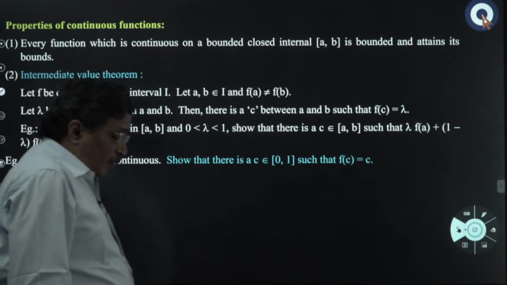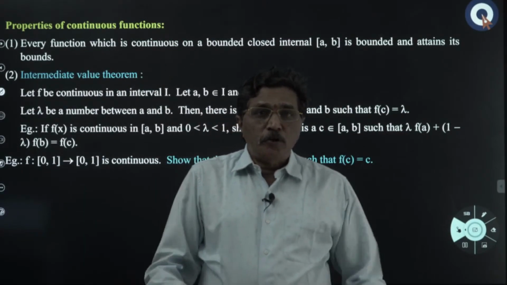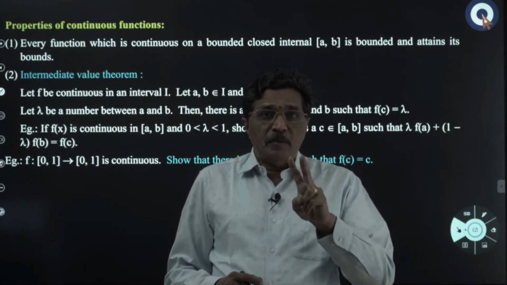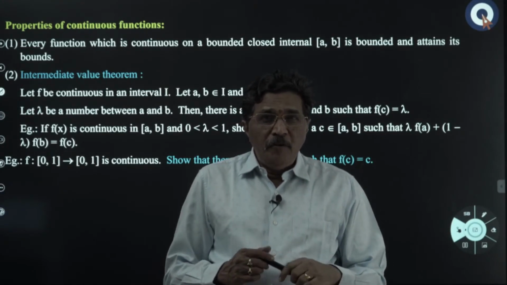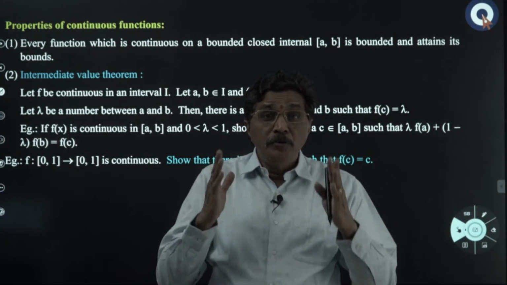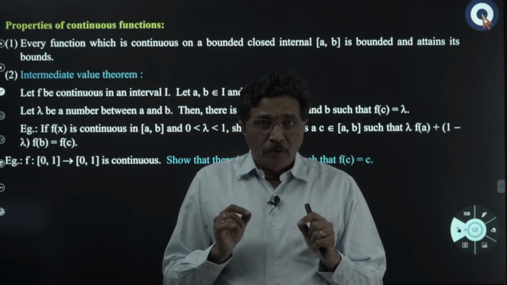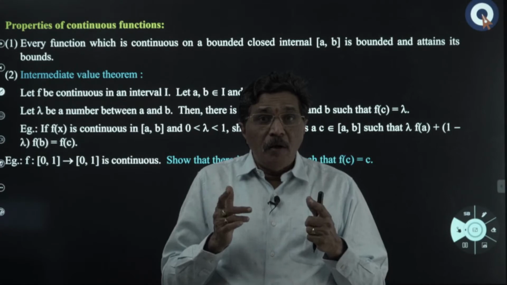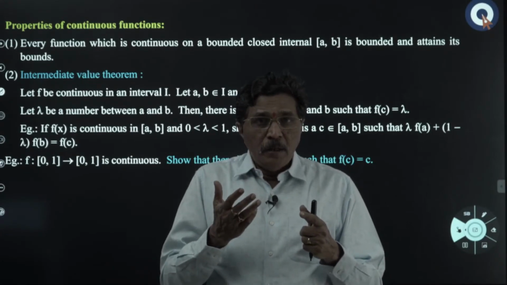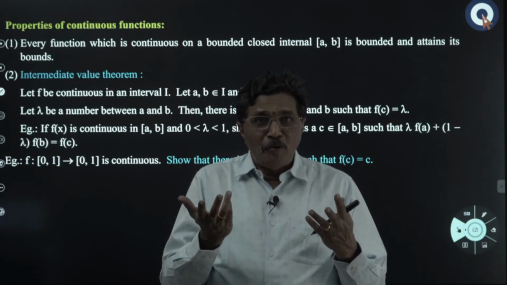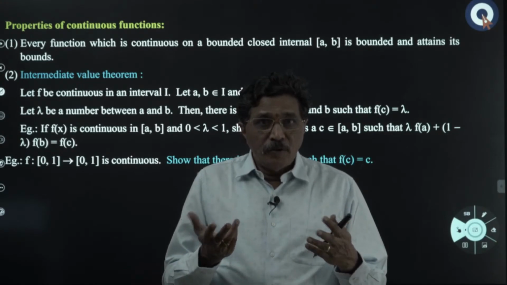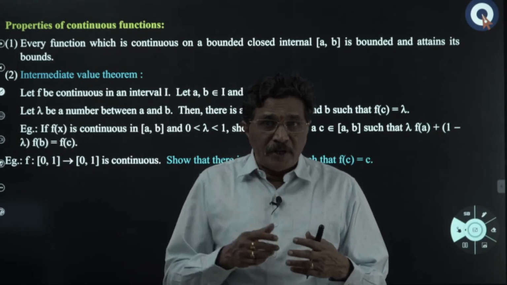Properties of continuous functions. There are two properties mainly I want to stress upon. One is every function which is continuous on a bounded closed interval [a, b] is bounded and attains its bounds. So why do I use the words bounded closed interval? As such, a closed interval is bounded, right? So why do I say bounded closed interval? Think of it.